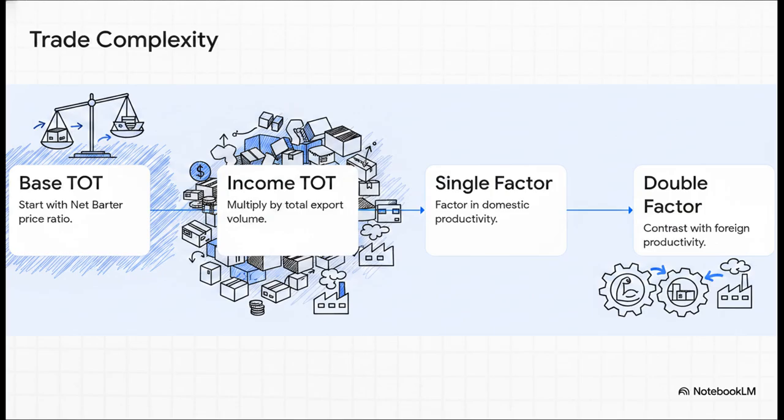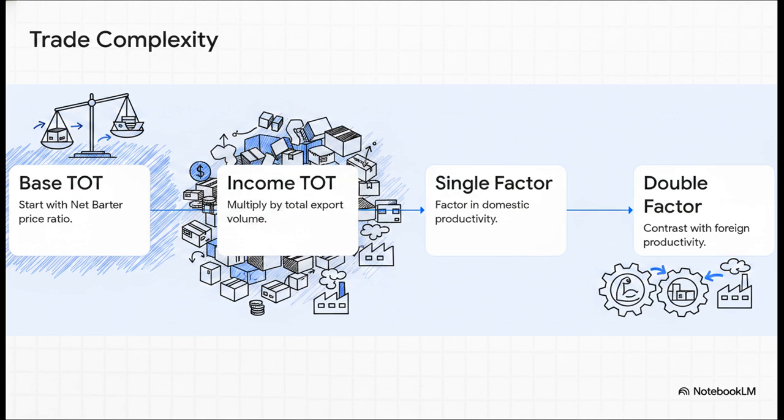First, they calculate the income terms of trade by multiplying our price ratio by total export volume. This basically shows our total importing capacity. Then they go a level deeper with the single factor terms of trade, which actually factors in our domestic worker productivity. Why? Because if new technology makes us way more efficient, selling cheaper goods is actually a huge win for us.